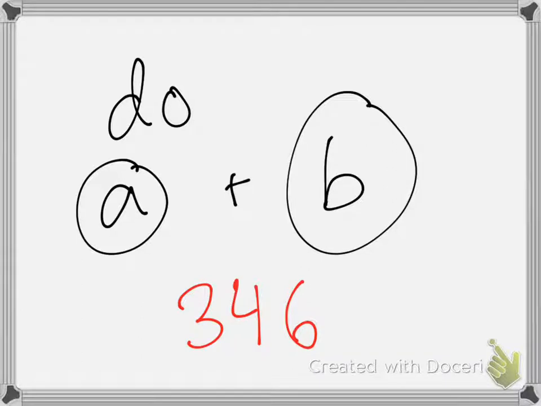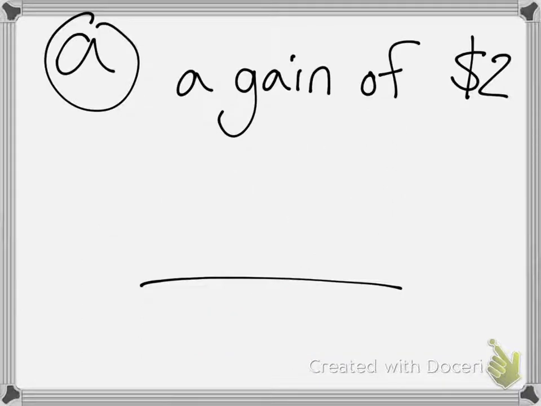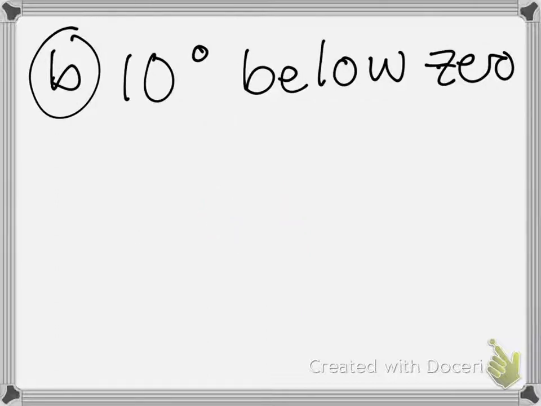I want you guys to do A and B on page 346. This is going to be pretty easy. For A, a gain of $2. How do I write a gain of $2? How do I do that, Rocco? Yeah, just 2. Do we have to write a positive sign? No, it's just inherent.